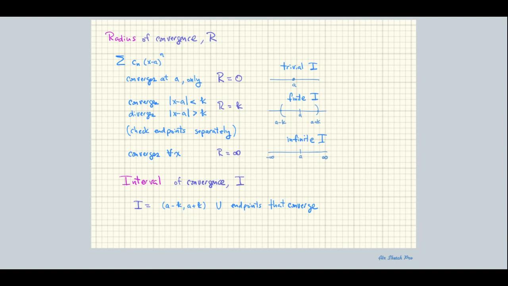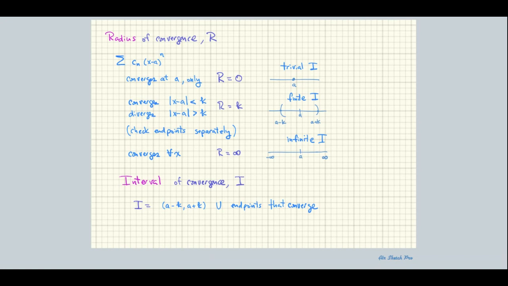Now, at the endpoints, usually the nth term test will tell you everything you need to know. Sometimes you'll have one side and not the other side. What will happen in those cases is you'll check an nth term test on one side and it'll converge on the other side. Well, maybe it will converge, maybe it won't.